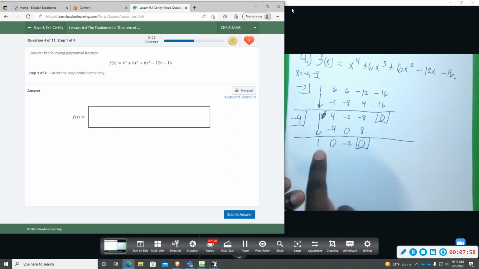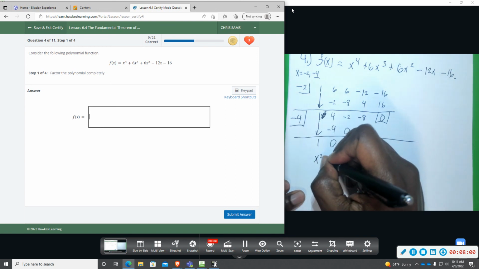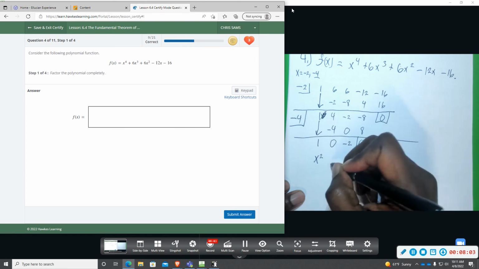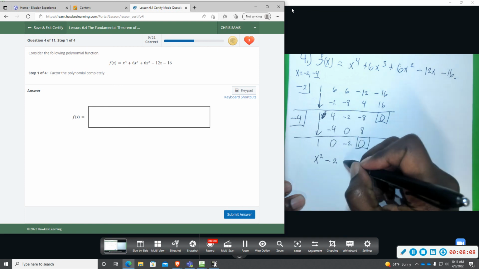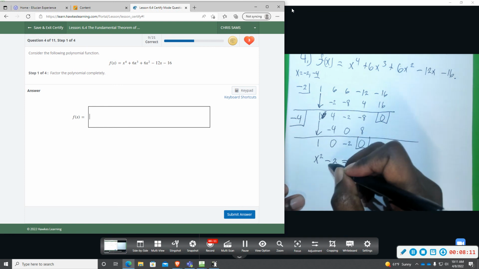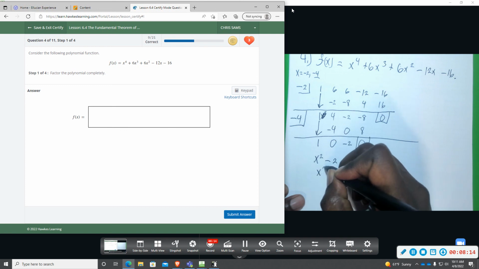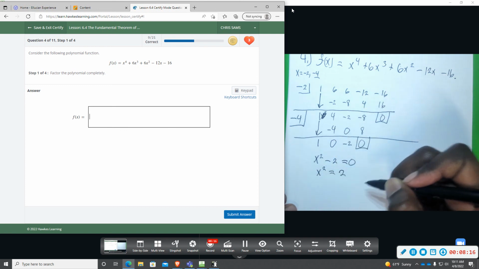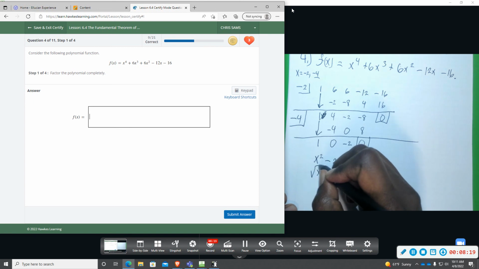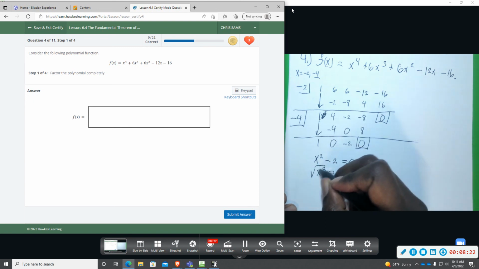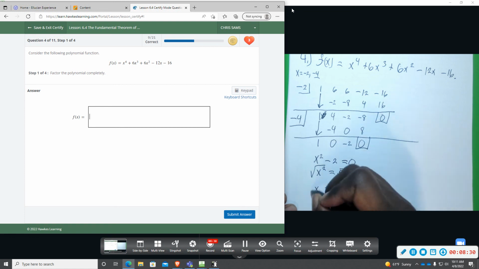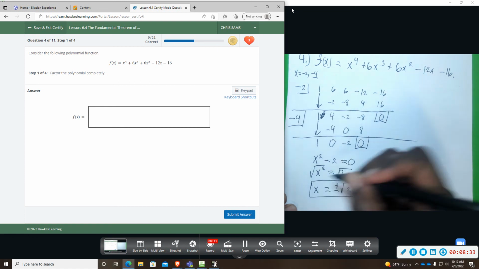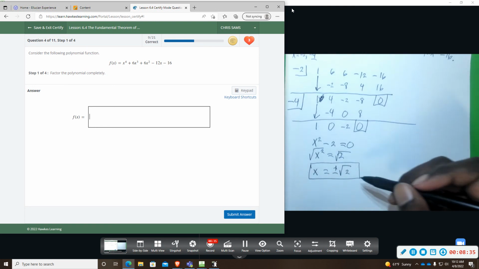So we want to write this remaining polynomial. This is x squared, and then 0x, and then -2. So from here, we're going to solve this and find the remaining zeros. Set this equal to 0, add 2. So we have x squared equals +2. And then to solve for x, you got to do the square root of both sides. And then the square root of x squared is x. And that is going to be a plus or minus square root of 2. So those other ones are irrational. I wouldn't have been able to figure those out from the calculator anyway.